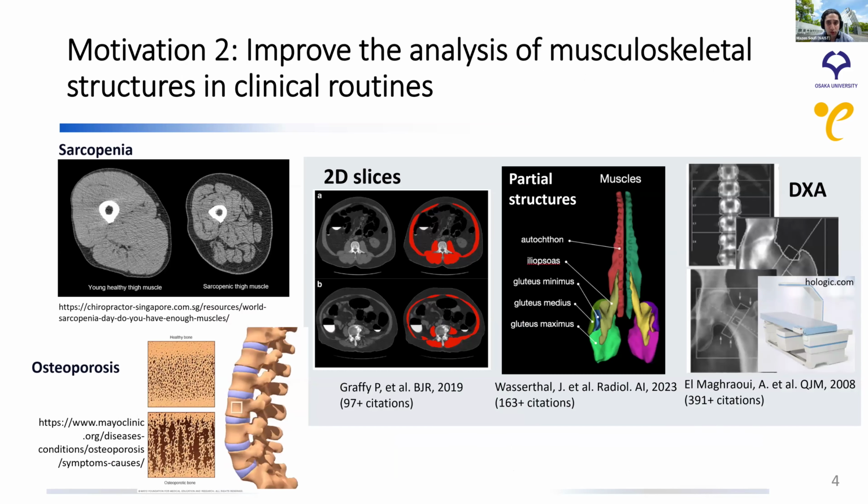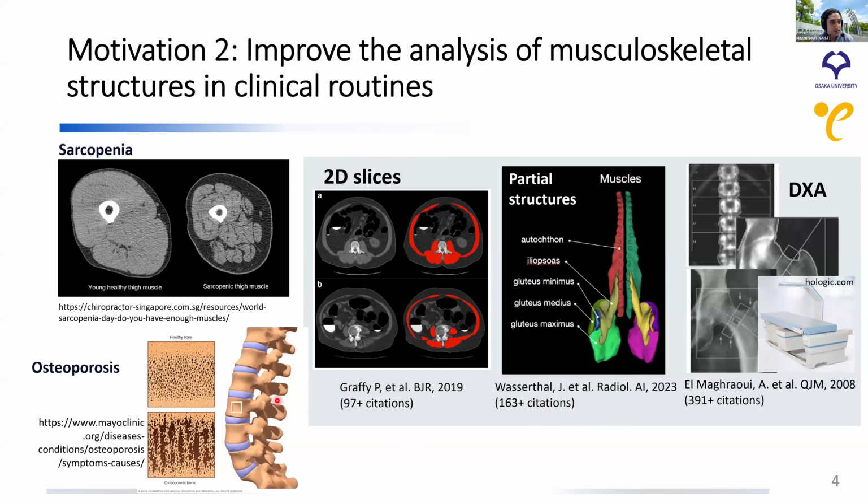The second motivation is that current tools for the analysis of several musculoskeletal diseases, such as sarcopenia, which is known as muscle atrophy or fatty degeneration caused by several factors, do not reflect the actual situation of many muscles or patients, because they mainly work on 2D slices, such as the one I'm showing here, or on recently developed tools such as TotalSegmentator, which is a very useful tool.